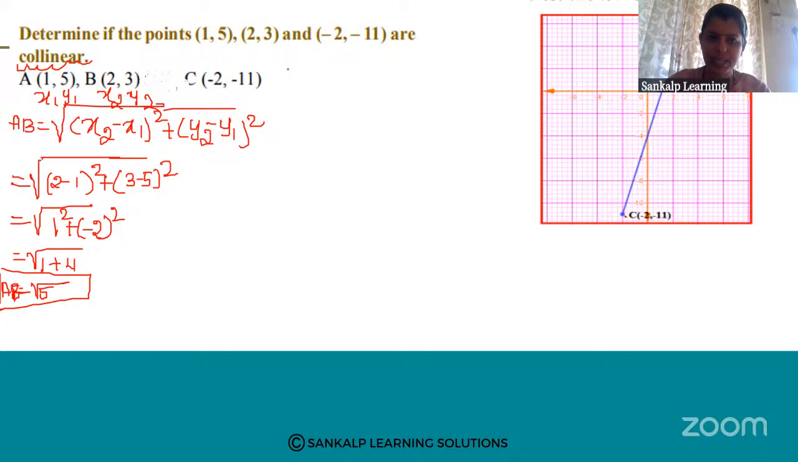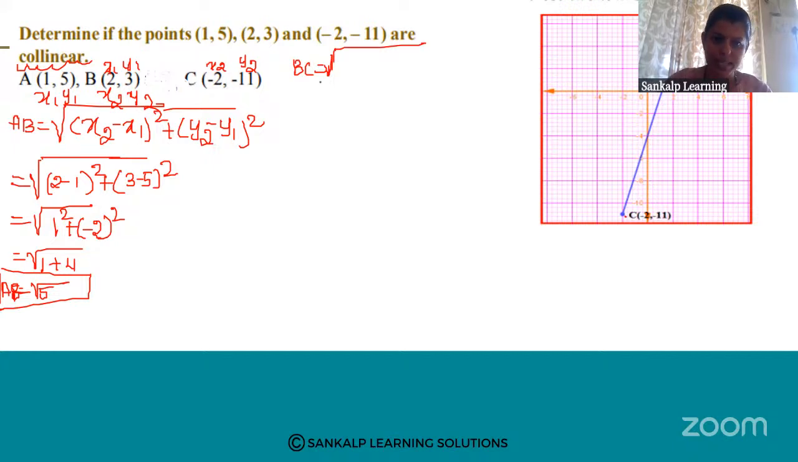Now find out the distance between B and C. Now you are taking from B to C. When you are taking from B to C, consider this is x1, y1 and this is x2, y2. Now, substitute the values of x1, y1, x2, y2 in the formula.